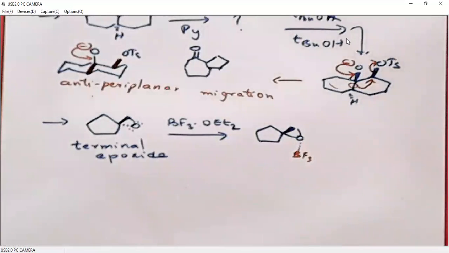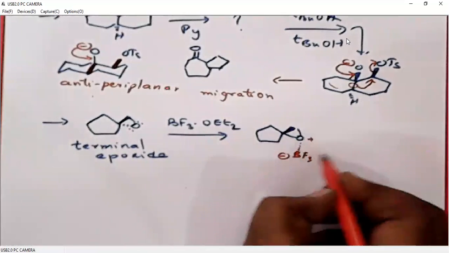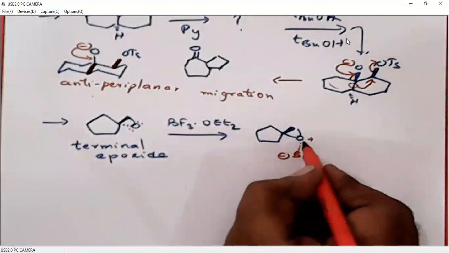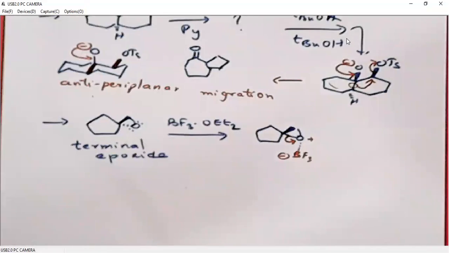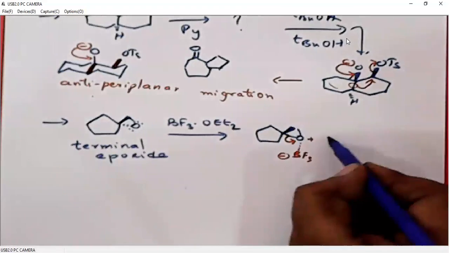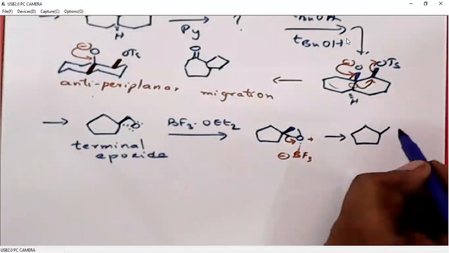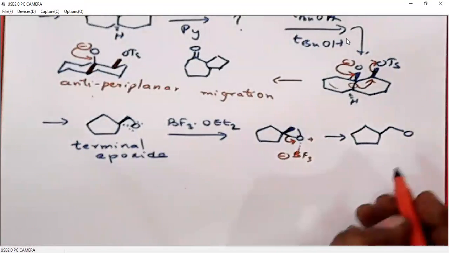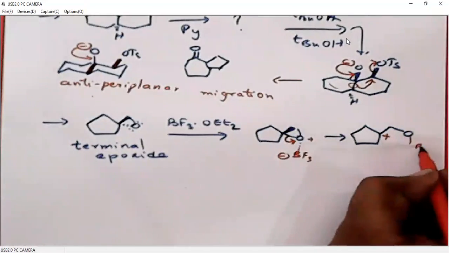Then this interaction will generate a more stable carbocation. To reduce the positive charge on oxygen, this bond will break and polarize towards oxygen. So what we are getting is a stable carbocation and BF3.